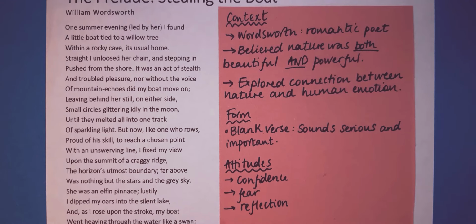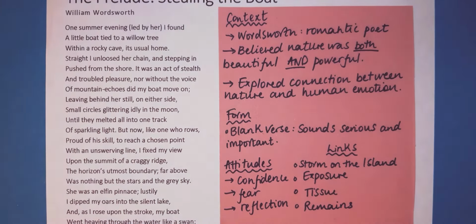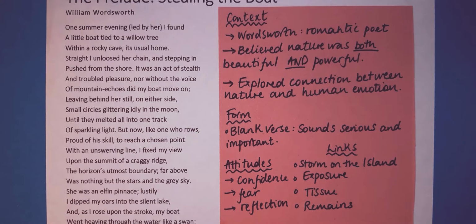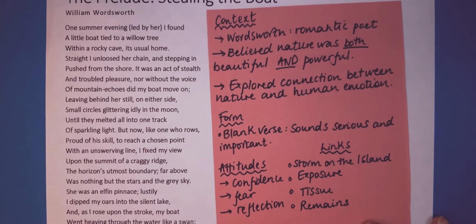Now we also need to have a small list of other poems we can compare this to. And those poems are Storm on the Island, Exposure, Tissue, and Remains. So I'm just going to write that as well. So these are the four poems that I think would most likely link to this poem. Just to recap, we've looked at context, form, attitudes, and links for this poem. So make sure you understand all of this before you actually start to annotate.